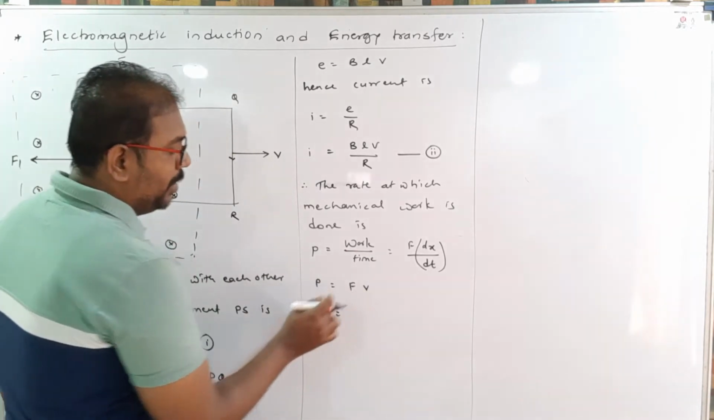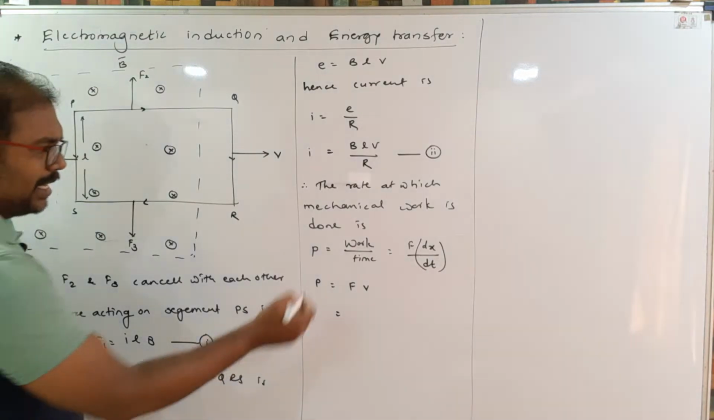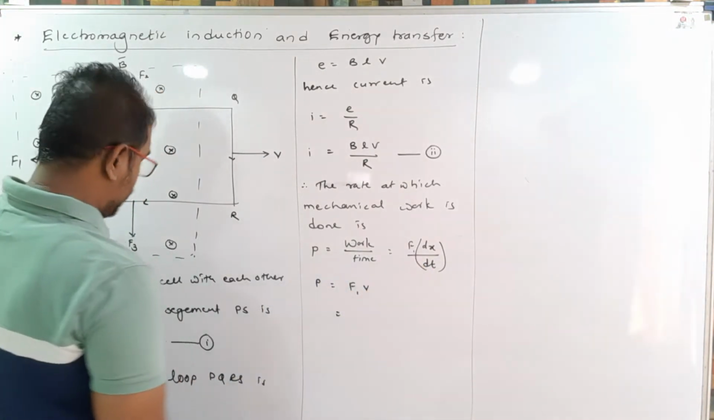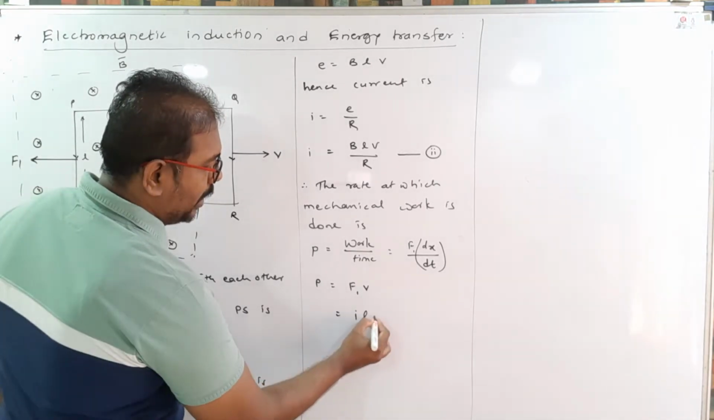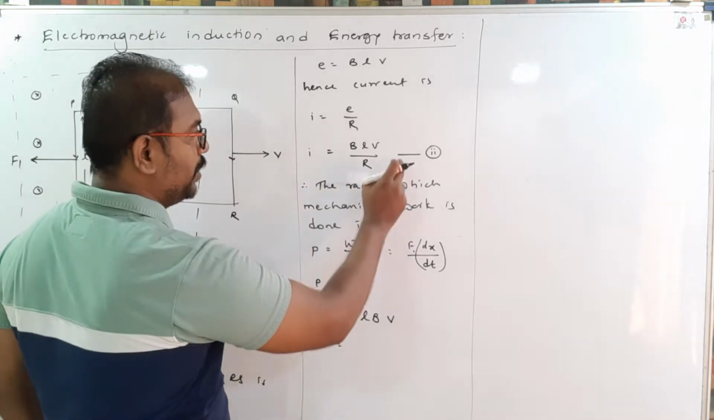Now the formula of F is given by equation number 1. So I write F as ILB, and this velocity V as it is. In that I can substitute equation 2 also.